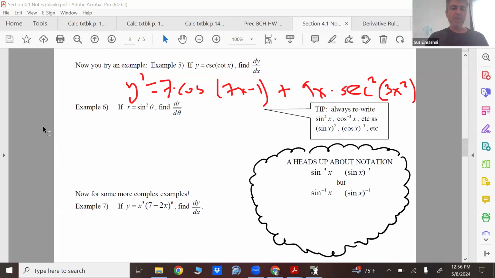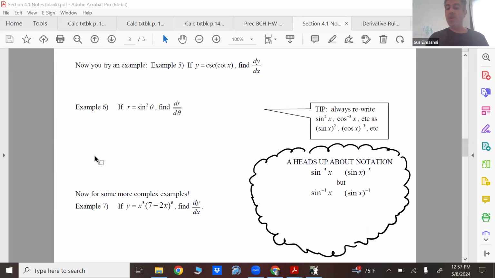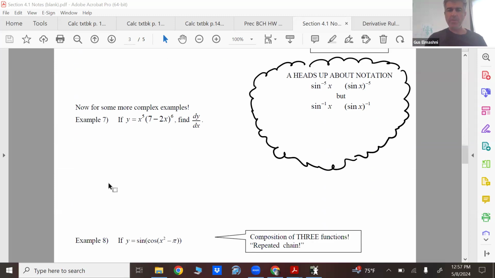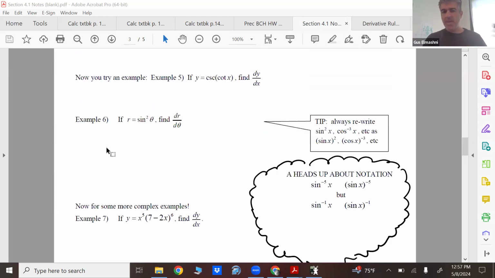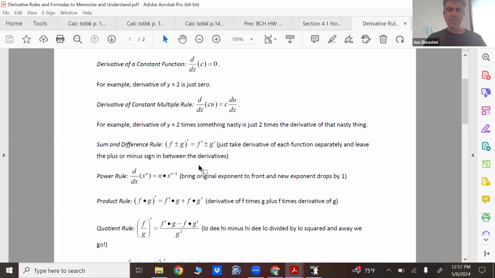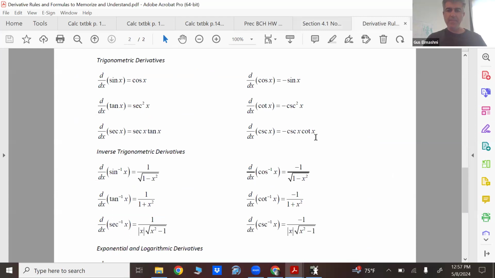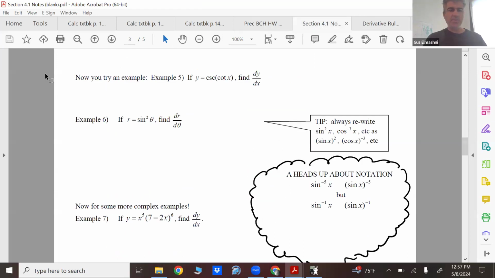Sometimes you have something called a double chain rule. We're not doing it quite yet, just a little bit. That's example 8, more of the same stuff. Just know your derivatives: if I look at the cheat sheet, cosecant's derivative is negative cosecant cotangent. So you just go through the motions.